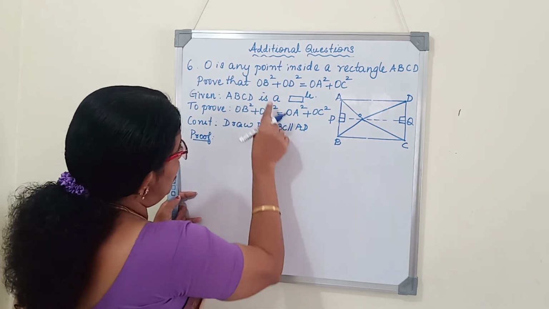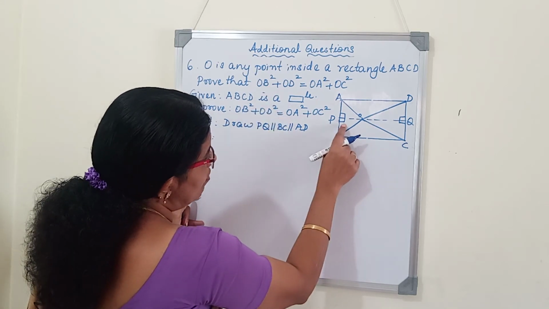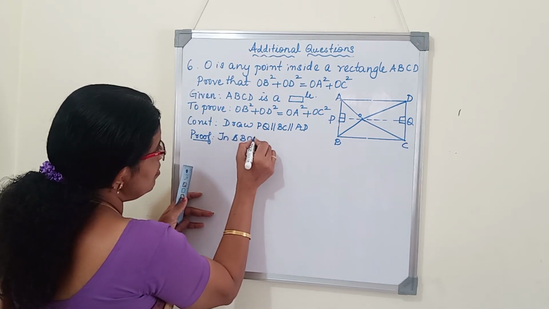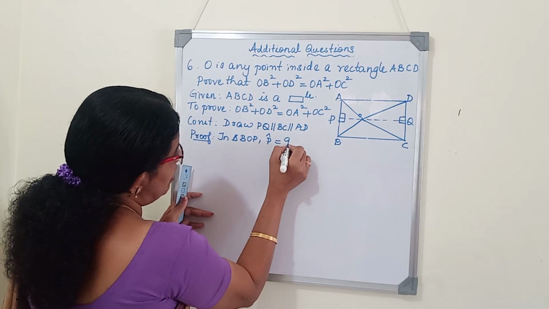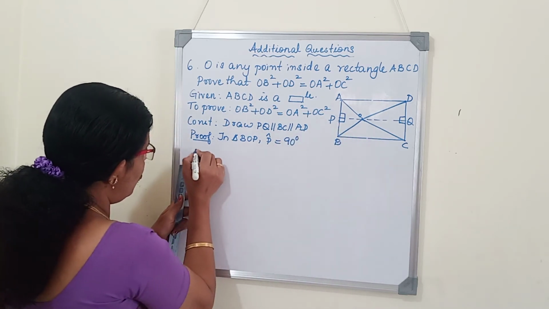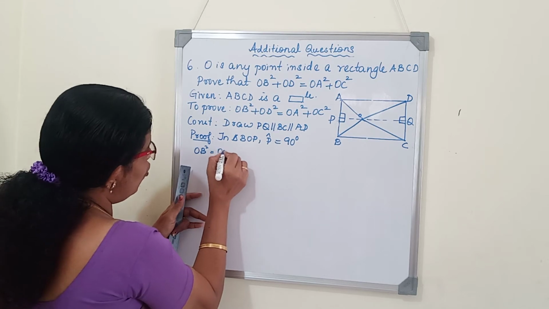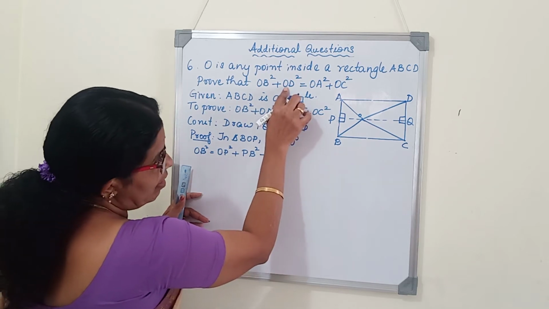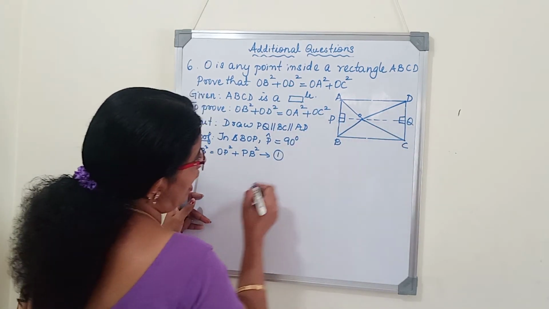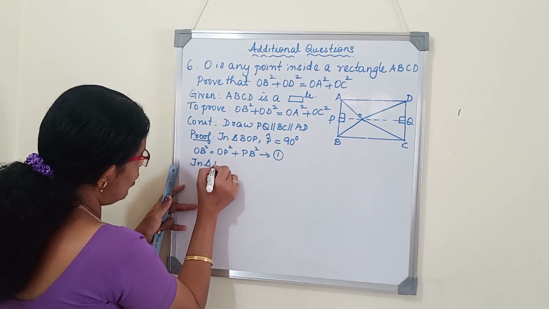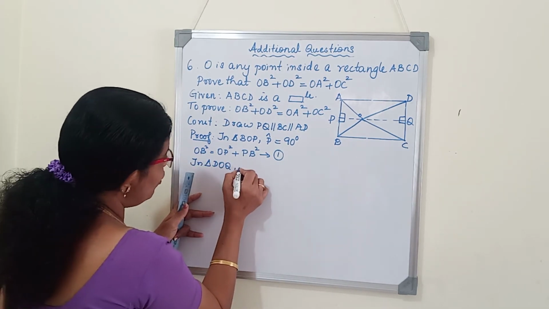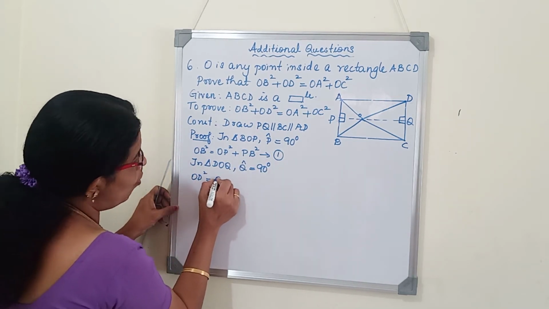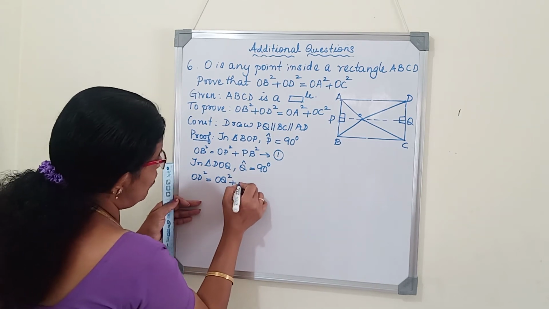First we will see the triangle which includes the side OB. We will consider triangle BOP. In triangle BOP, angle P is equal to 90 degree, so the hypotenuse is OB. So OB square is equal to OP square plus PB square. Equation 1. Now we will take OD, that is triangle DOQ. In triangle DOQ, angle Q is equal to 90 degree. Therefore, OD square equals OQ square plus DQ square.